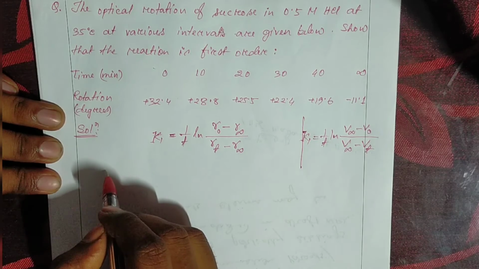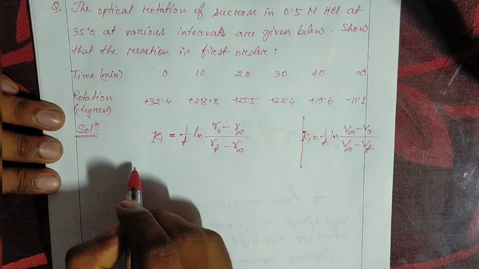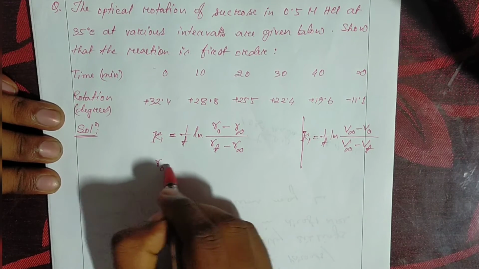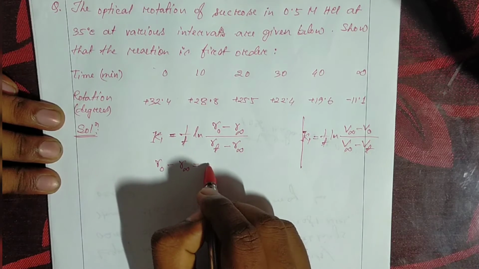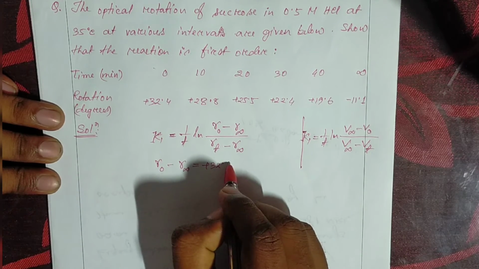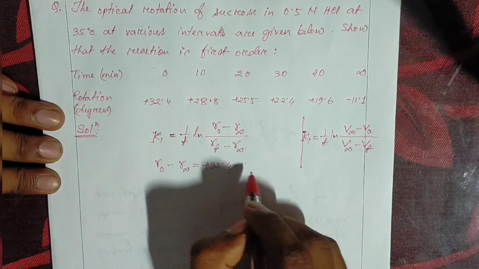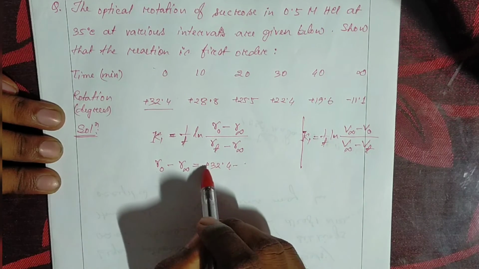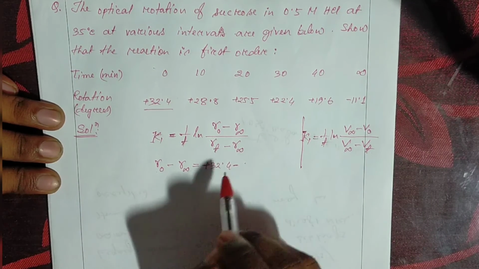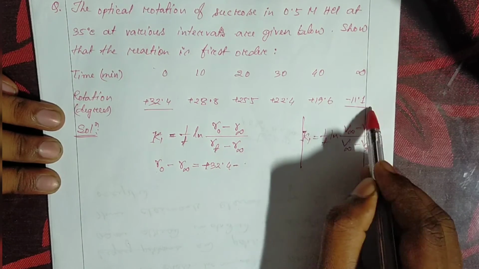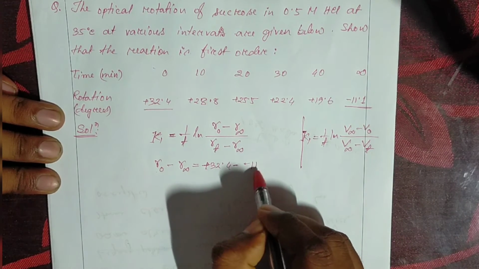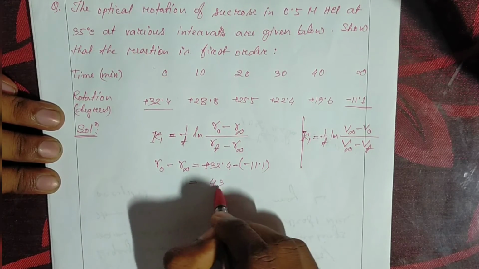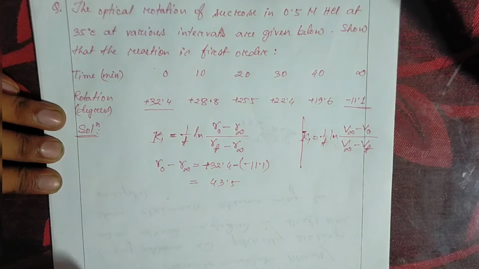Okay, so now we are going to show that R0 minus R∞ is equal to plus 32.4 minus, that means R0 is this one, so I am writing 32.4 minus, next R∞ is this one. So we can write it as 43.5.